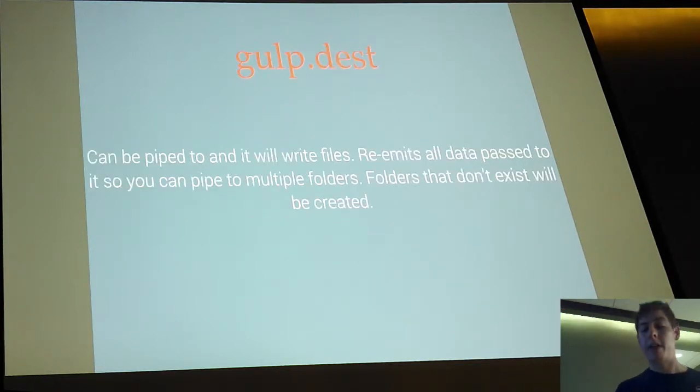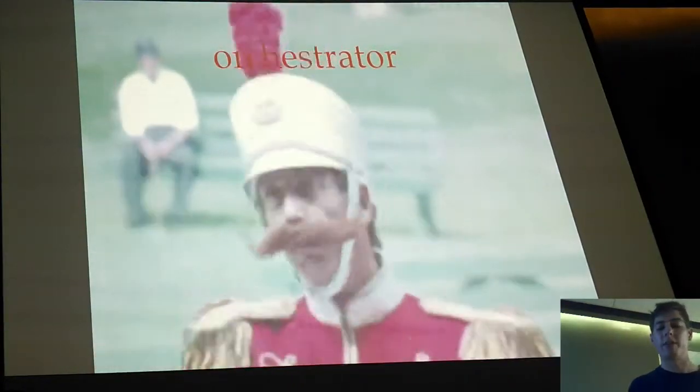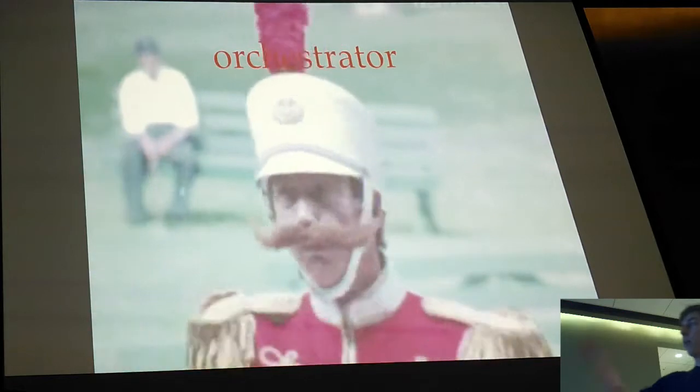And then dest, this is the part where you actually write files. It will re-emit all the data that is passed into it so you can pipe it to folders. And anything that doesn't exist yet will be created. And yeah, so that's literally the API of gulp. Those 5 methods. And like I said, it's powered by Orchestrator.